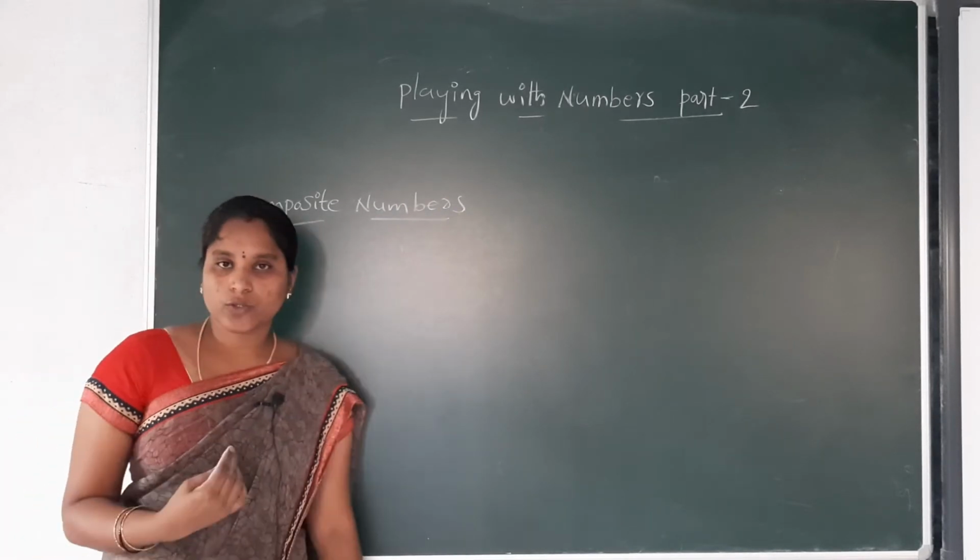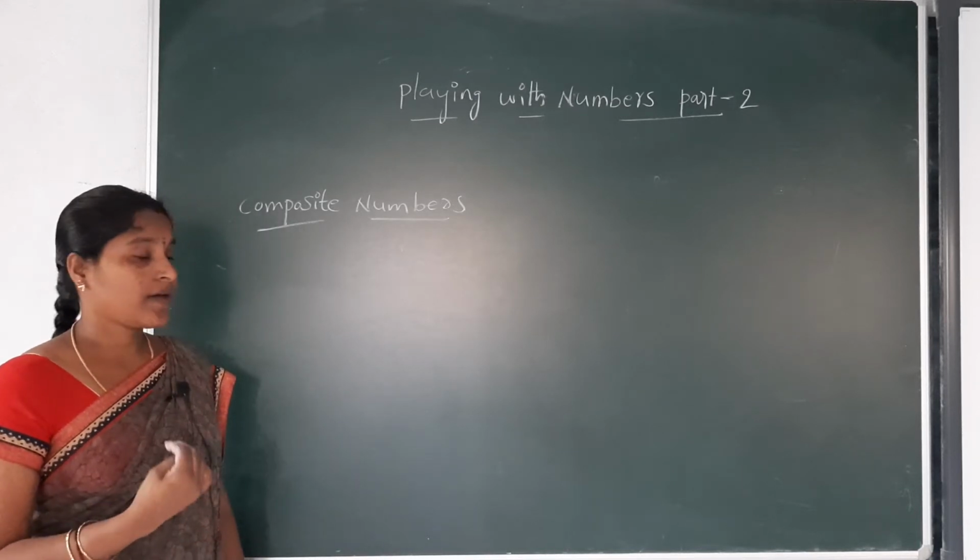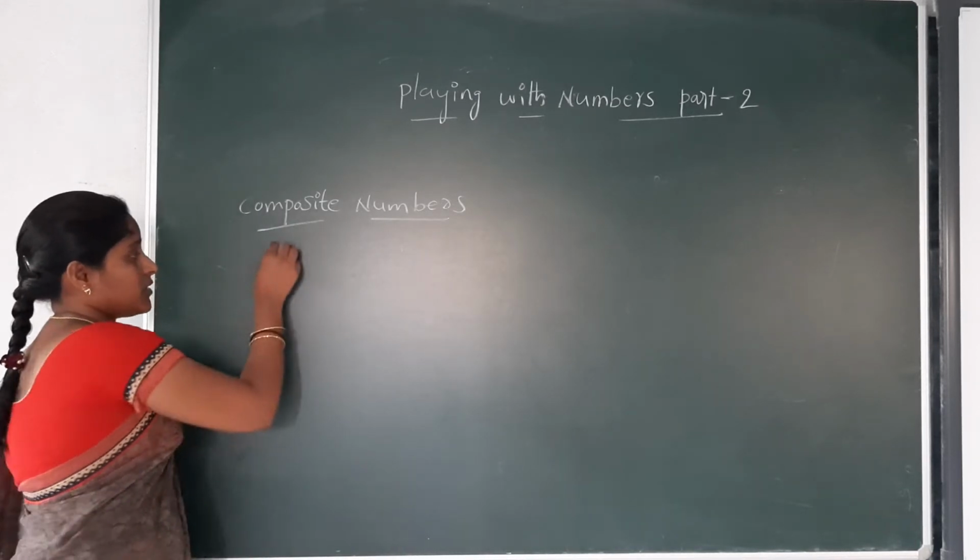A number is said to be a composite number if it is having more than 2 factors.